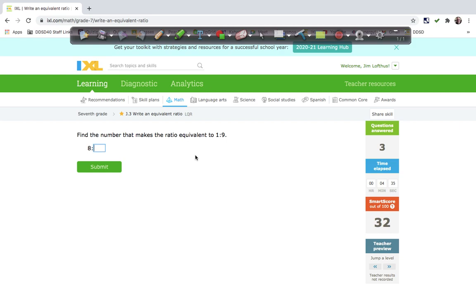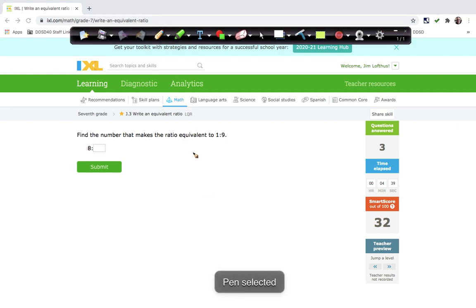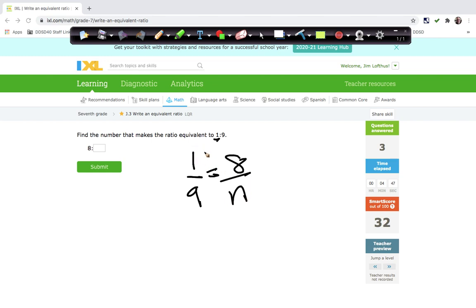We're going to do 1 is the numerator, 9 is the denominator, is proportional to 8 over n. And this one we can just inspect. 1 times 8 is 8, 9 times 8 is 72.